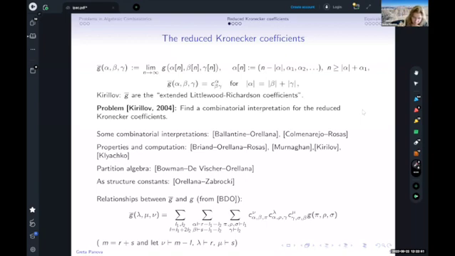I can show you one of the nice formulas from this paper, that the reduced Kronecker coefficient can be expressed as a positive sum of multi-Littlewood-Richardson and Kronecker coefficients for smaller partitions.